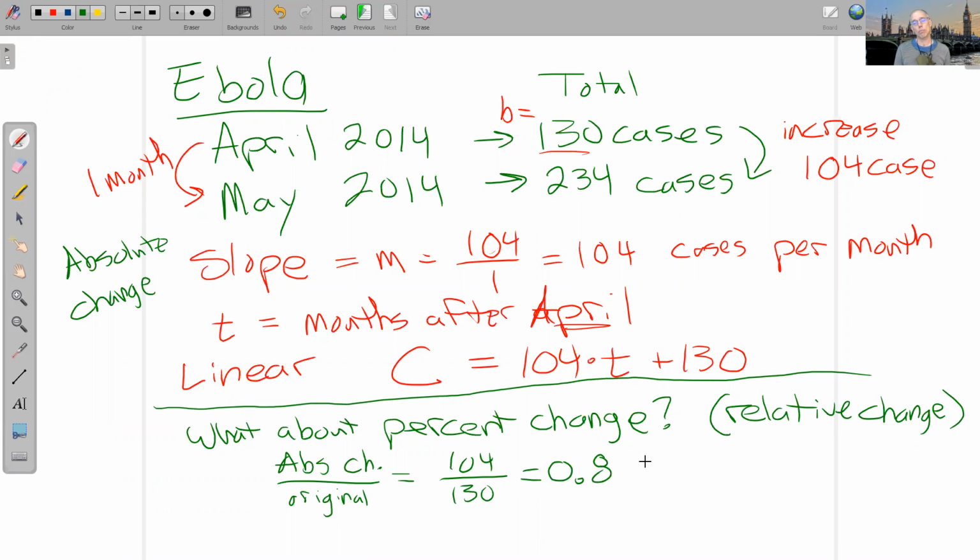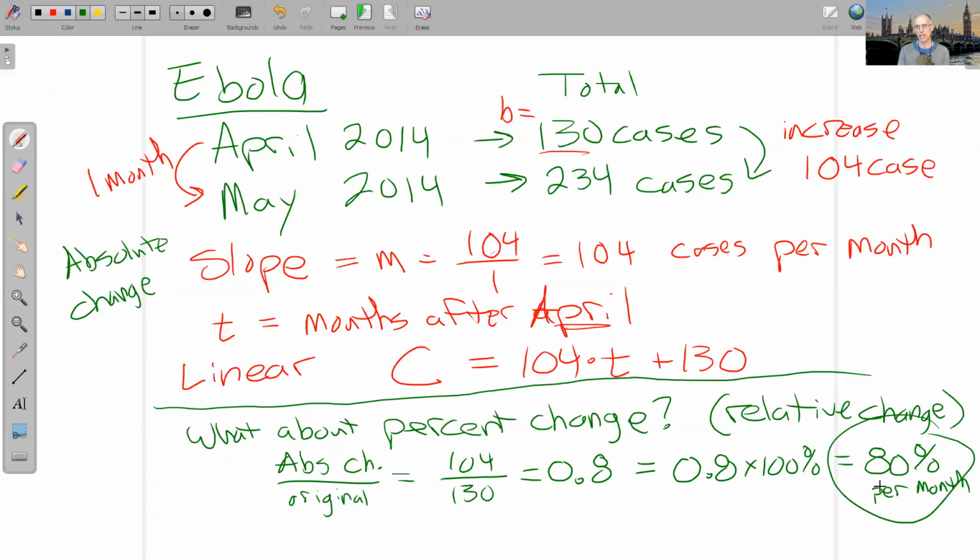Now remember, to convert a percent to a decimal, we divide by 100. So to convert this into a percent, we would take that 0.8 and multiply it by 100%, which gives us 80%. So that's an 80% increase from April to May. And so another way to think about the situation, okay, if it doesn't increase by 104 cases per month, maybe it increases by 80% per month. And this is, again, still a per month number, but it's a percentage instead. And this 80%, that's the R in our compound interest formula.